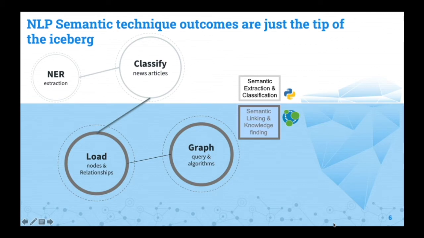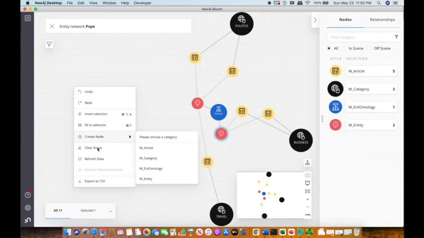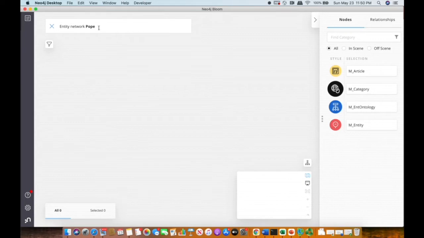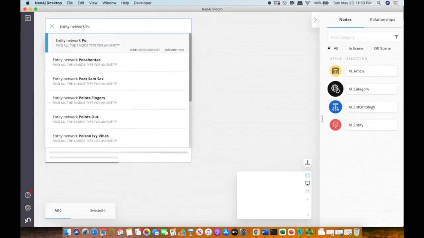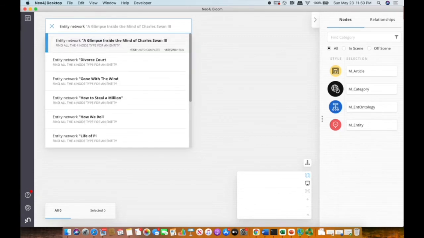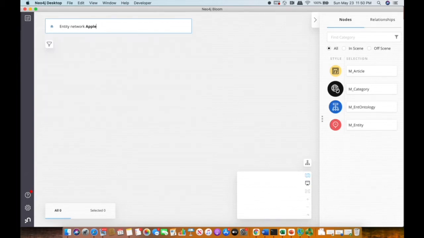What is the kind of information we would be able to gain if we are able to show this in a graph database format? So let's move to Neo4j Bloom, and let's clear the scene, and let's first explore, for example, the entity network. This is a parameterized query that I'm going to use here. So I would say, give me the entity network for Apple.